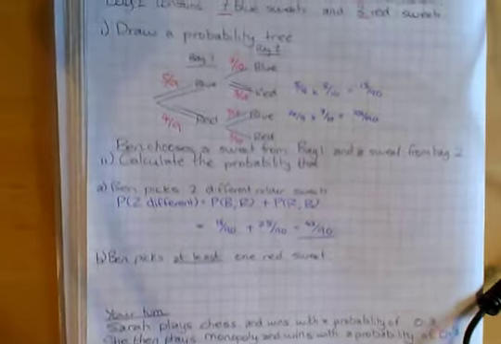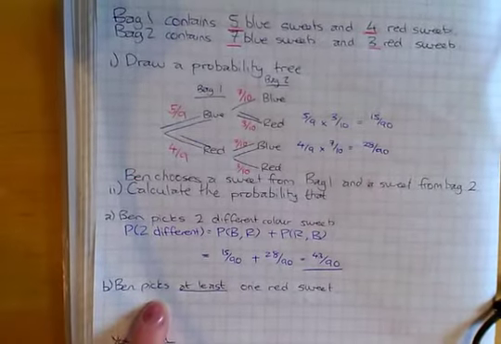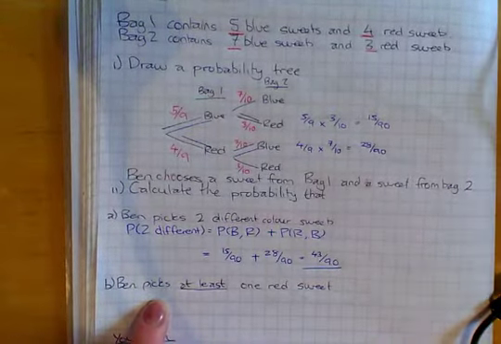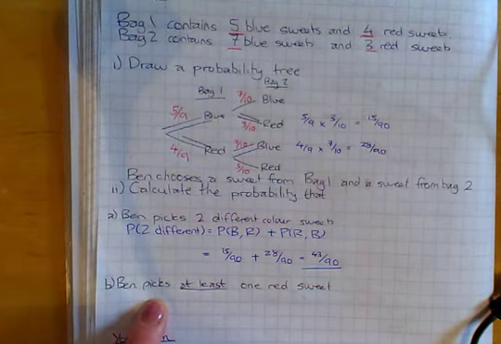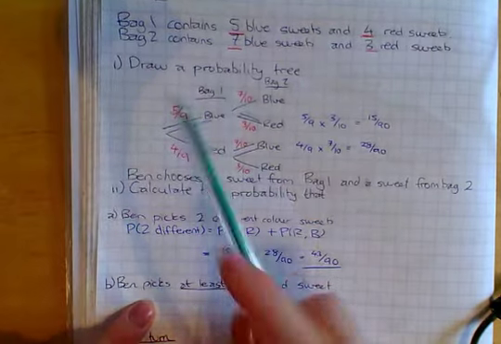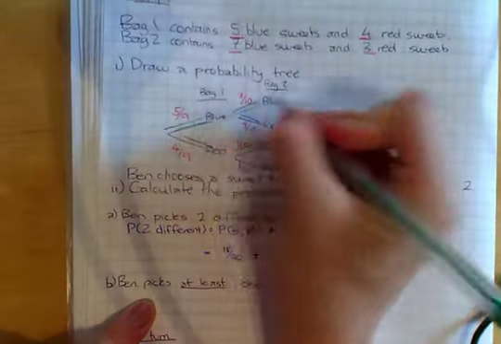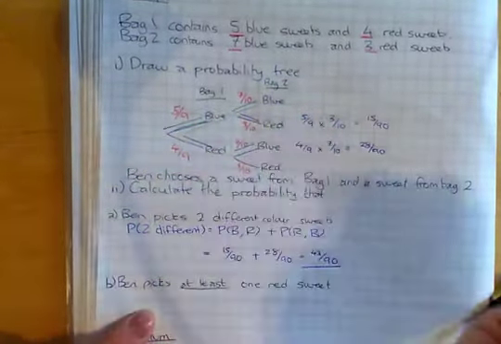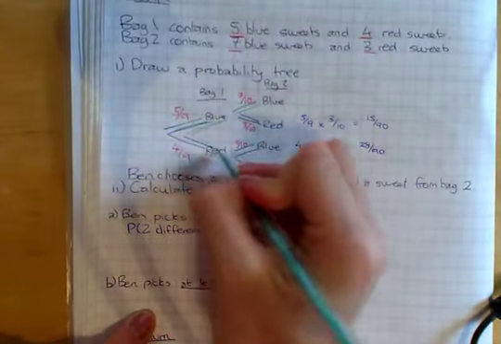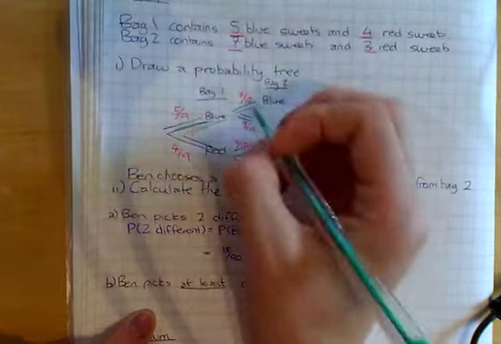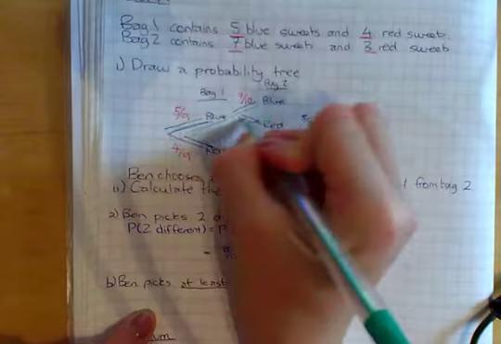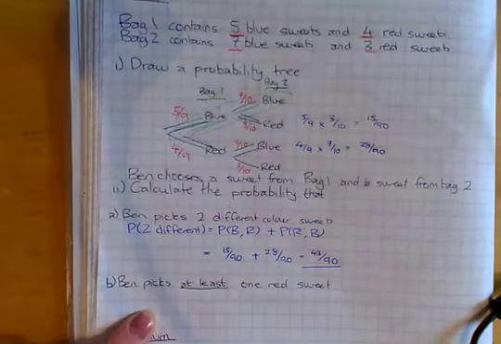Part B says find the probability that Ben picks at least 1 red sweet. Now there are a few different ways that you can do the at least questions. For him to pick at least 1 red sweet, he could pick a blue and then a red, a red and then a blue, or a red and then a red. So he could pick any of these options apart from 2 blues. So he could not pick that one.